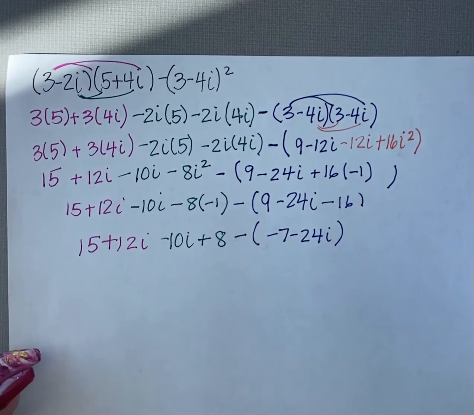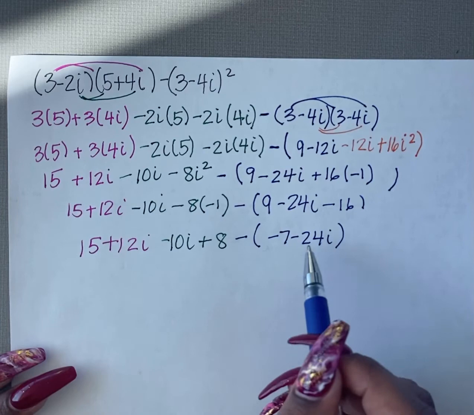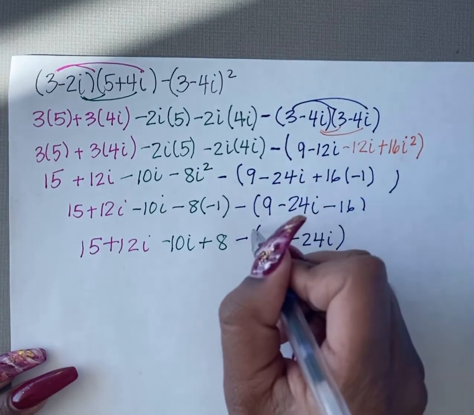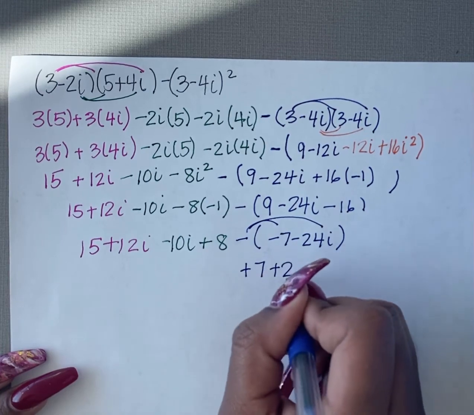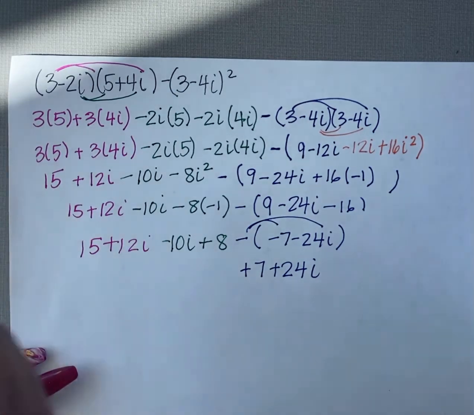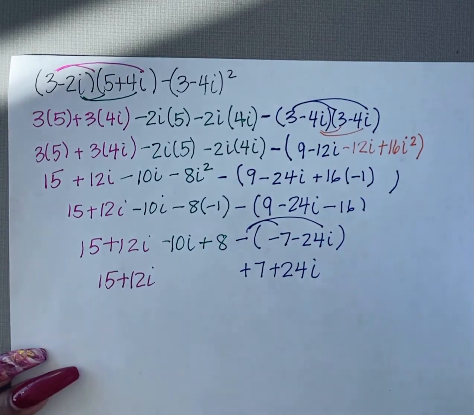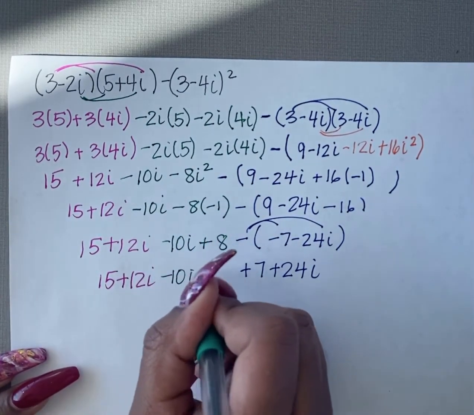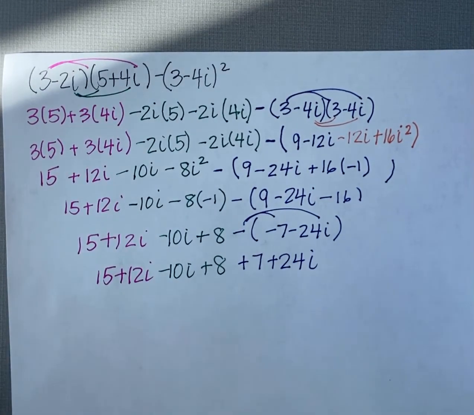All right. I still have that set of parentheses here. And so I can't just drop them because this is subtraction. So I need to distribute that negative. So it becomes a +7 and a +24i. And so everything else can come down. So 15 plus 12i, negative 10i plus 8.